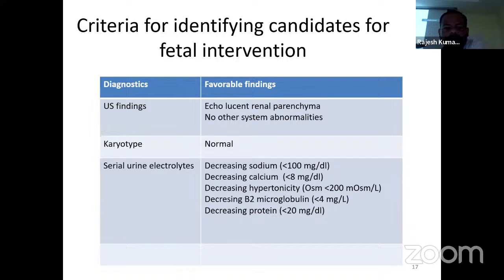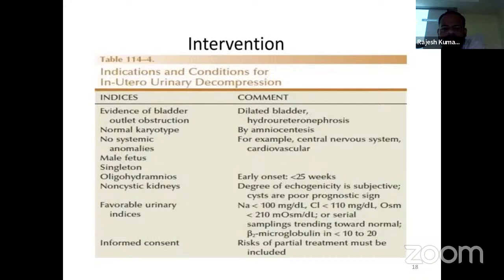The criteria for identifying candidates for fetal interventions: the USG finding is echolucent renal parenchyma and no other system abnormalities, and the baby's karyotype is normal with favorable serial urine electrolytes, like decreasing sodium level less than 100 milligram per deciliter, decreasing calcium, decreasing hypertonicity, osmolarity of urine less than 200 milliosmoles per liter, decreasing beta 2 microglobulin, and decreasing protein. Indication and condition for in utero decompression is evidence of bladder outlet obstruction, like dilated ureter with hydroureteronephrosis, generally present in a male fetus, with oligohydramnios present and favorable urinary indices.